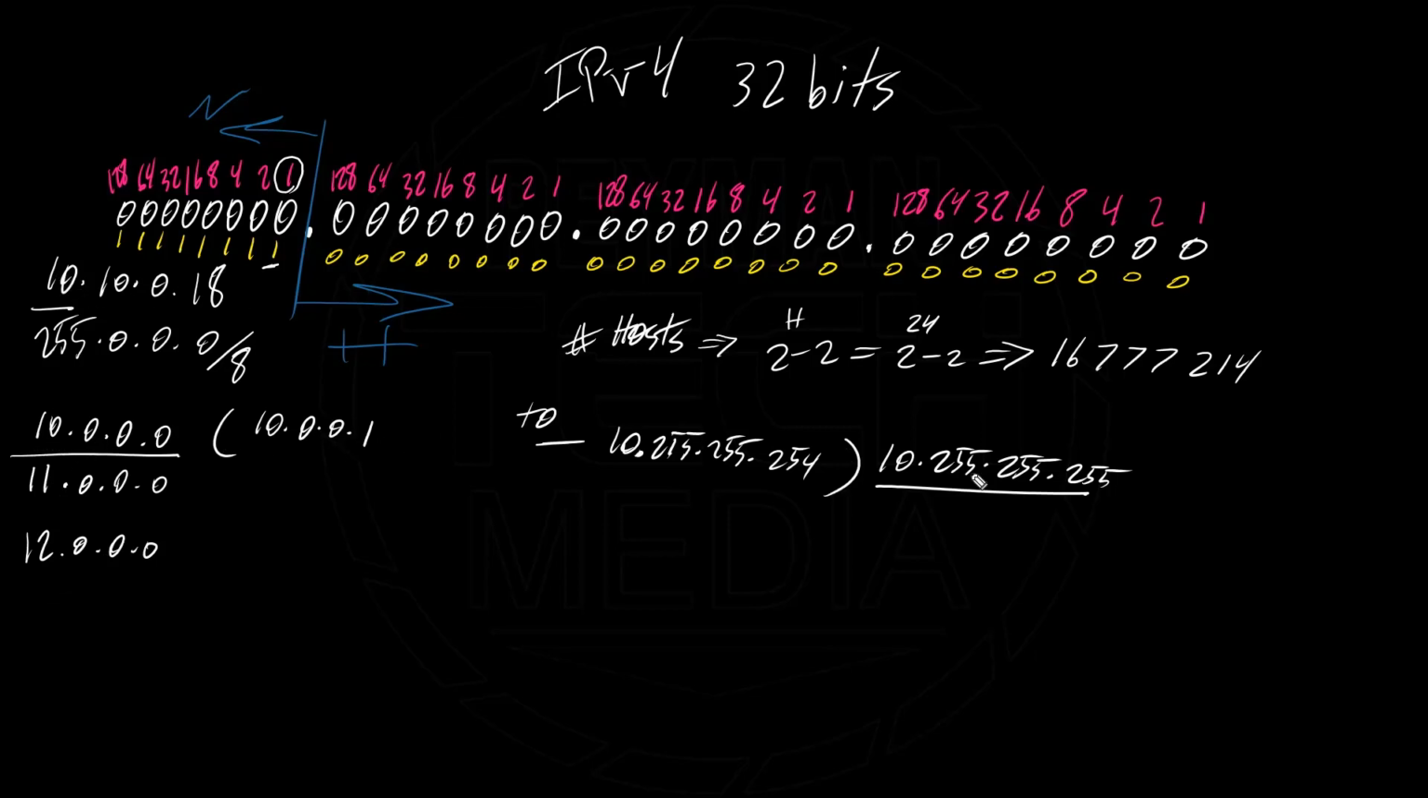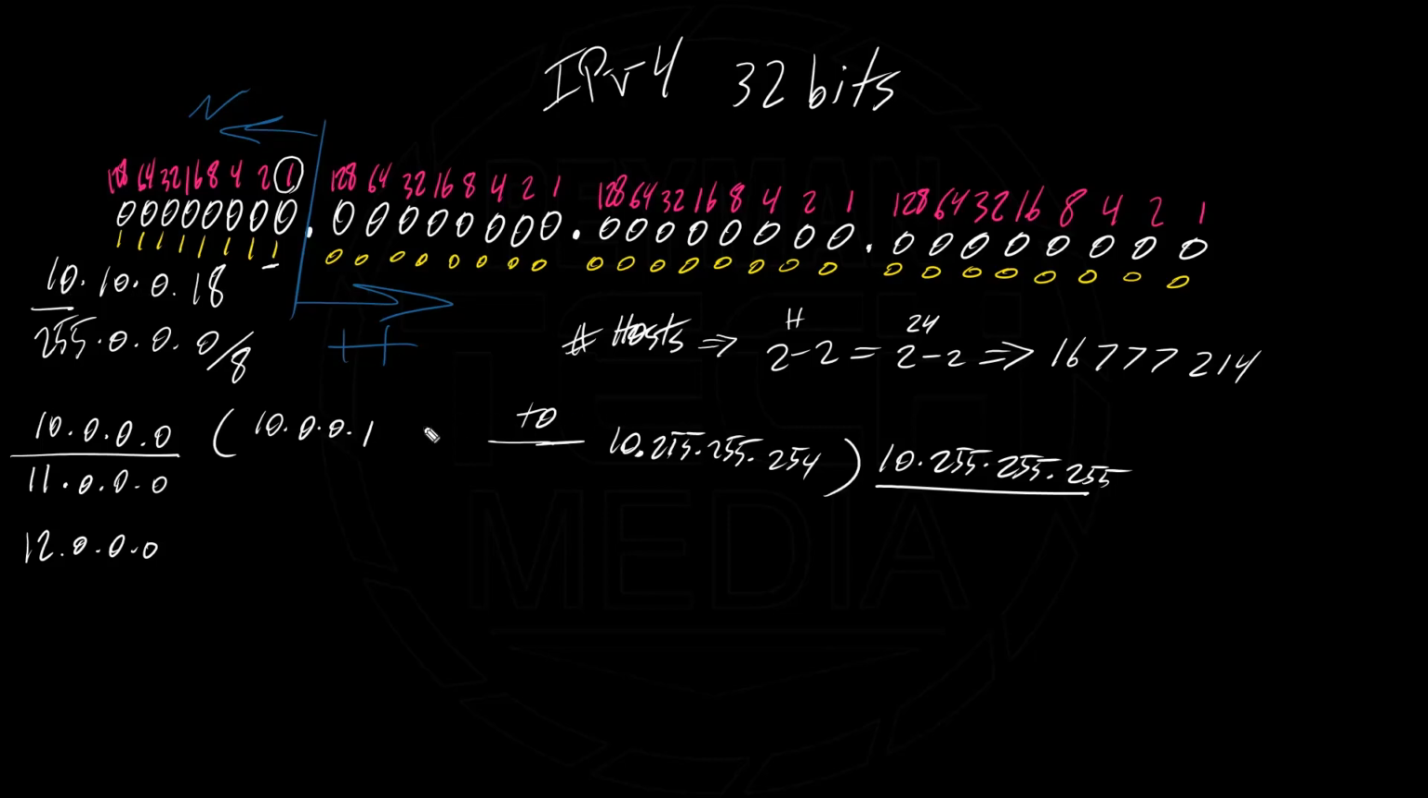Therefore, looking at the 10 network, we find the next network, and the broadcast is one less than the next network. So 11.0.0.0, one less would be 10.255.255.255. And then when we have the network address and the broadcast address, we can have the range. The first available IP address for this network is 10.0.0.1, and it goes to 10.255.255.254, one less than the broadcast. And this IP address 10.10.0.18 falls into this range.